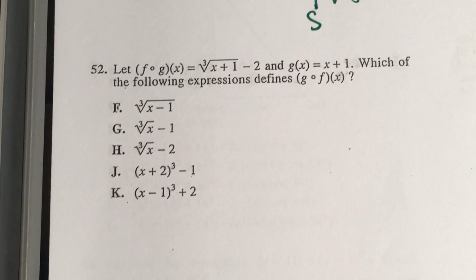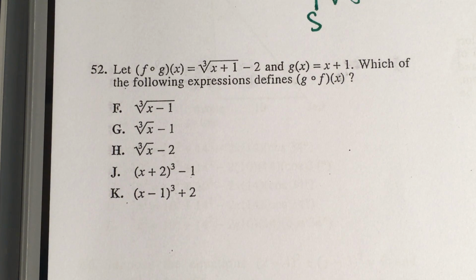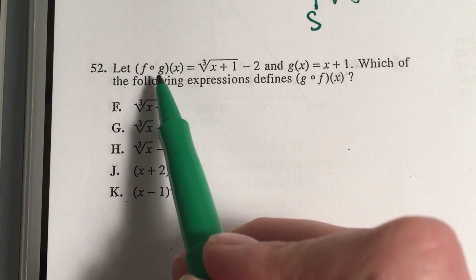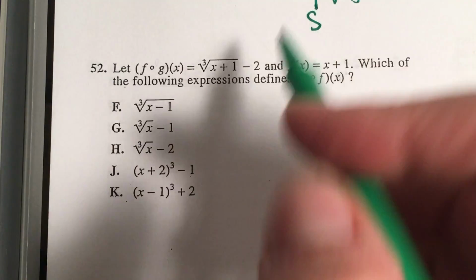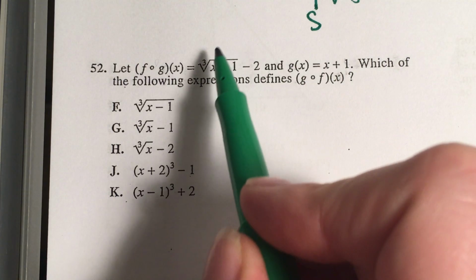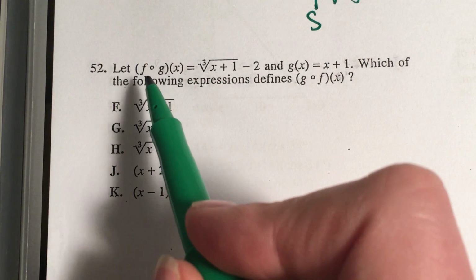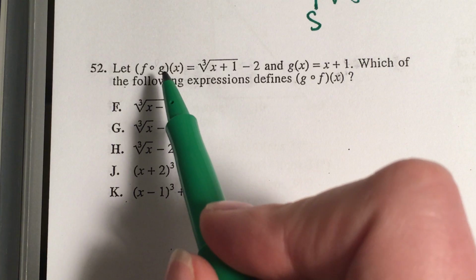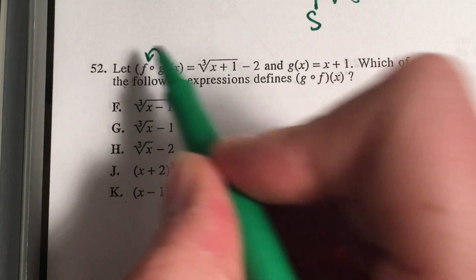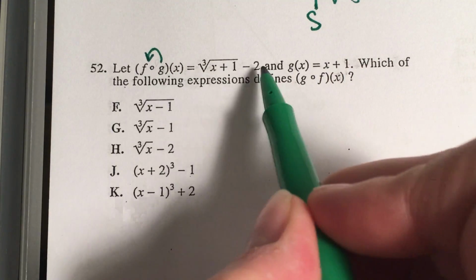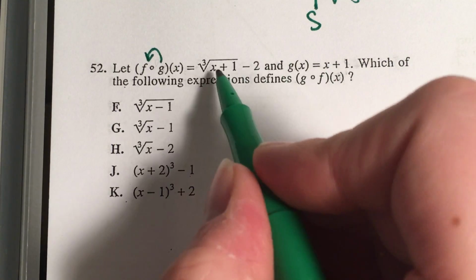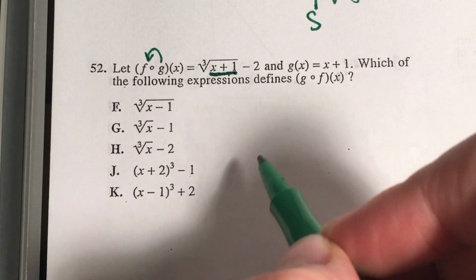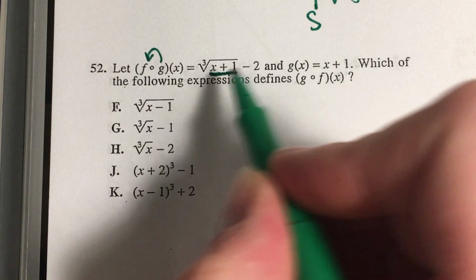So for 52, this one looks kind of familiar to something we've done, but is a little backwards. It says let f of g of x equal this. We've done this before where you take this thing and put it inside of there. But what they're saying is this is already when g is substituted into f. So when you put g into f, you get this out. And then they tell us what g of x is. So I can see g of x is here.